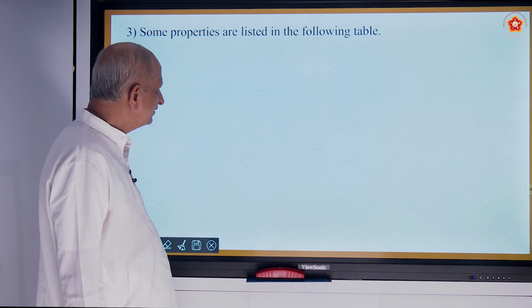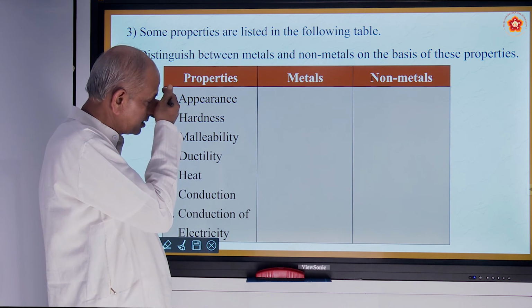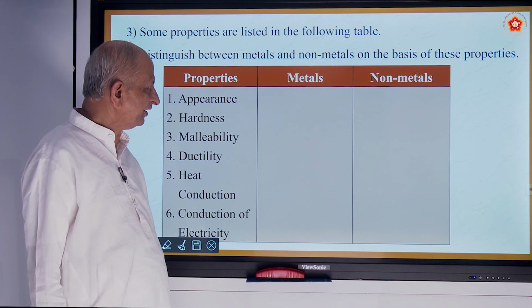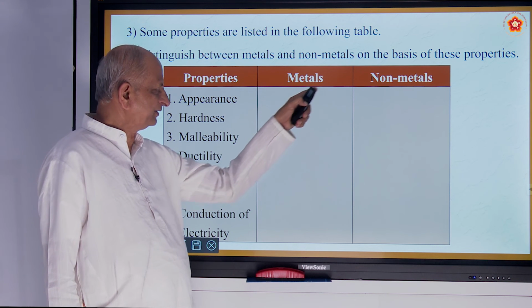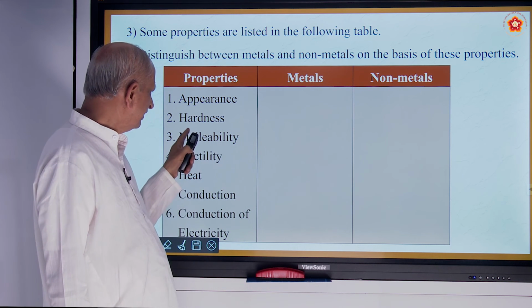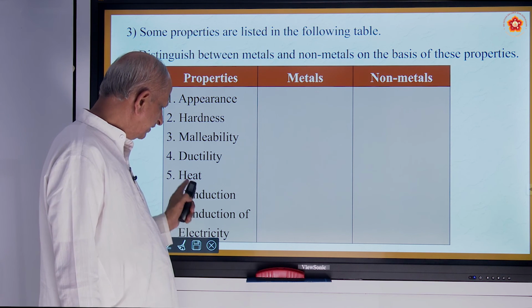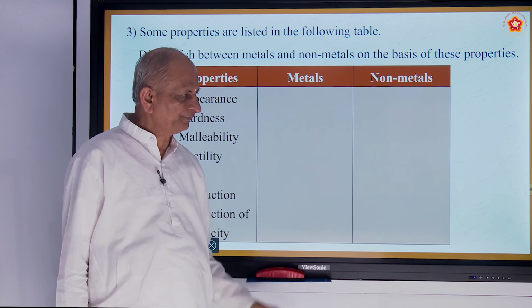And the third question is, some properties are listed in the following table. Distinguish between the metals and non-metals on the basis of these properties. Appearance, how it is in metals, how it is in non-metals, you must tell. Hardness, malleability, ductility, heat conduction, conduction of electricity, you must tell, compare these two.